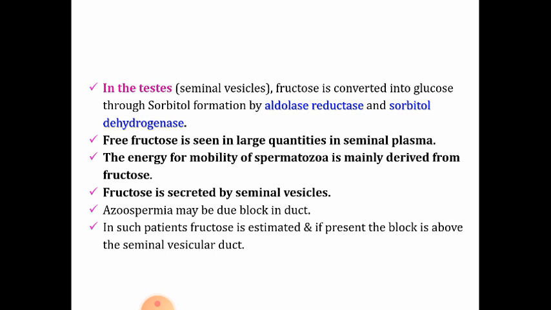The main source of energy for the sperms to move is fructose. The energy for the motility of the spermatozoa is mainly derived from fructose, and this fructose is secreted by the seminal vesicles, formed through sorbitol by aldose reductase and sorbitol dehydrogenase enzymes. In such patients, fructose is estimated, and if it is present, the blockage is above the seminal vesicle duct.